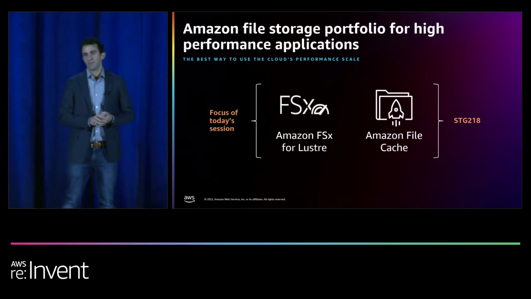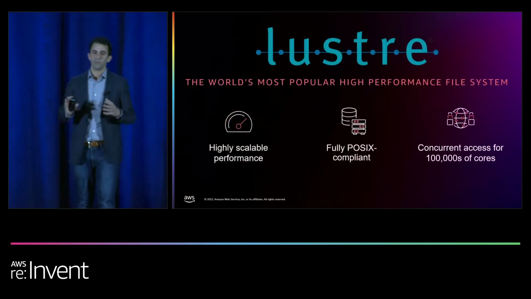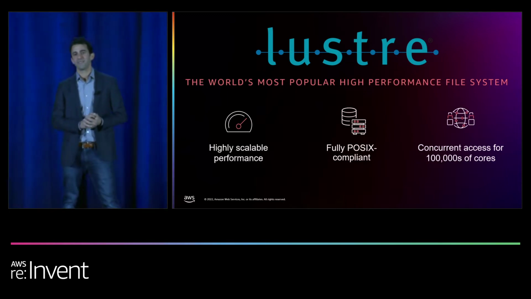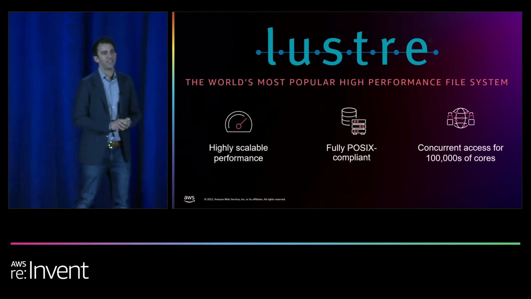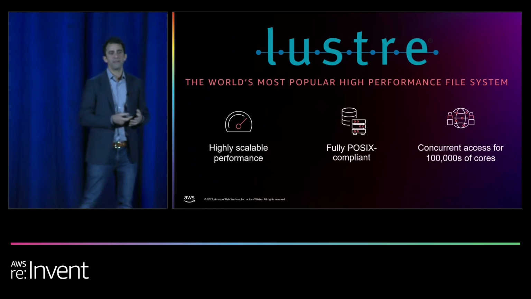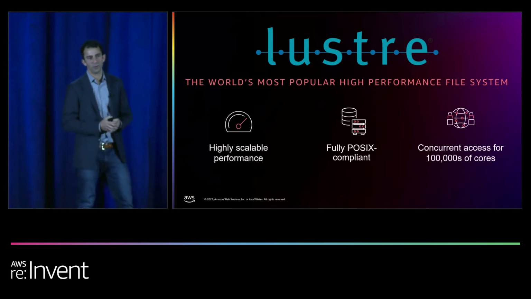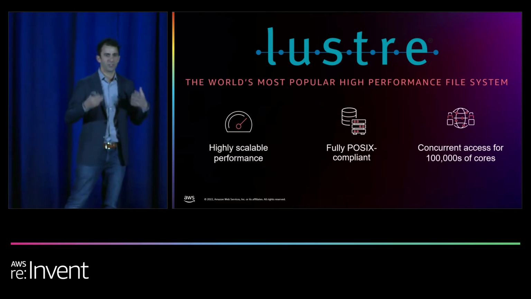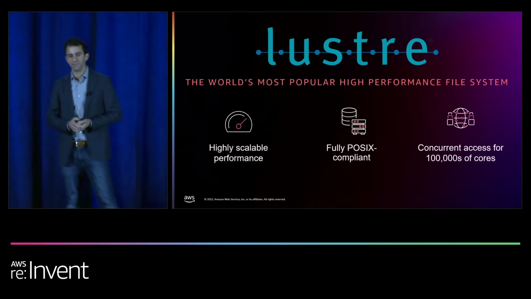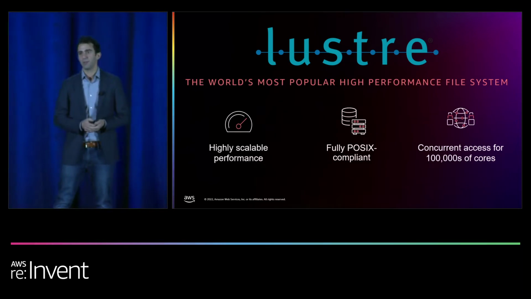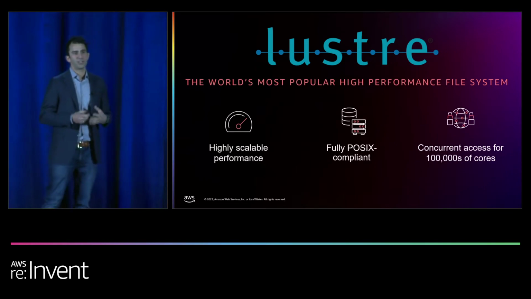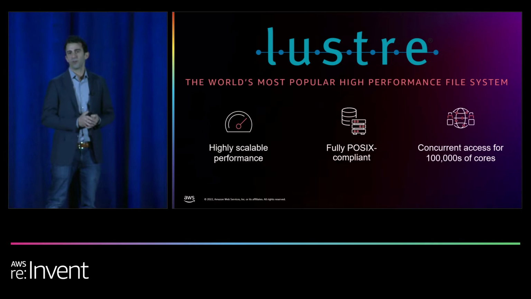Both of these offerings are powered by Lustre, which is the world's most popular high-performance file system. It's used by the majority of the largest supercomputers in the world, by Frontier, Oak Ridge National Labs' largest and most powerful supercomputer available today. It offers highly scalable performance, it's POSIX compliant, and it scales to support hundreds of thousands of concurrent access.